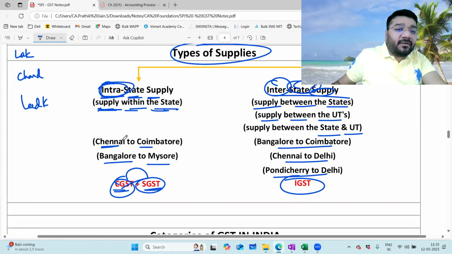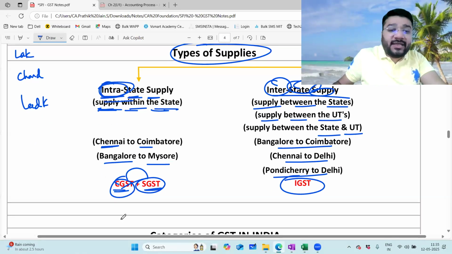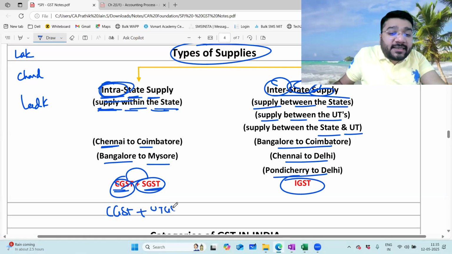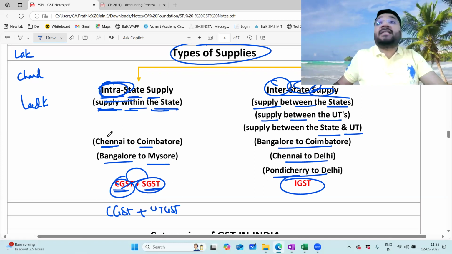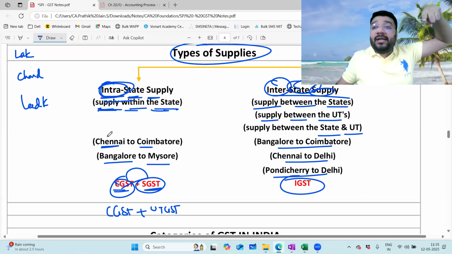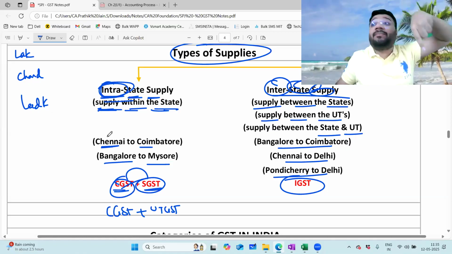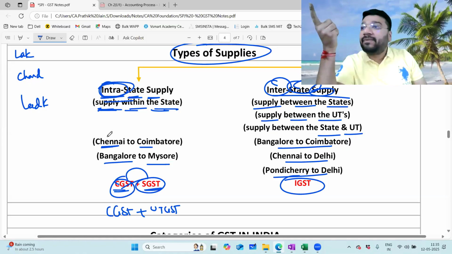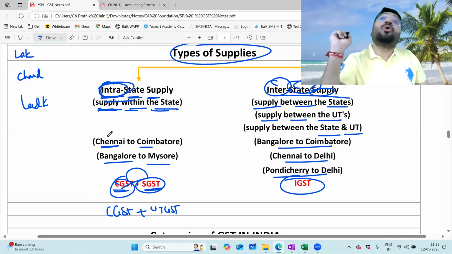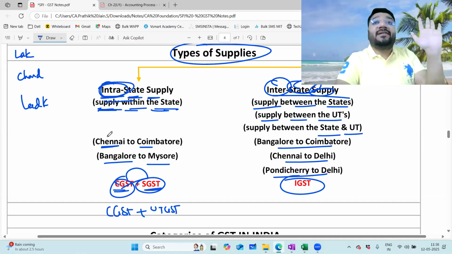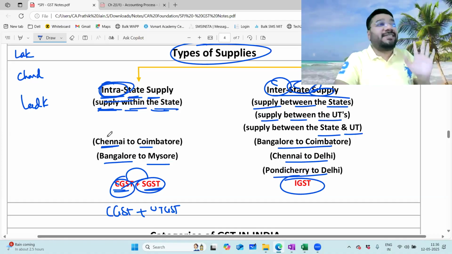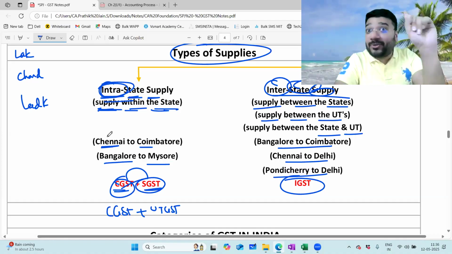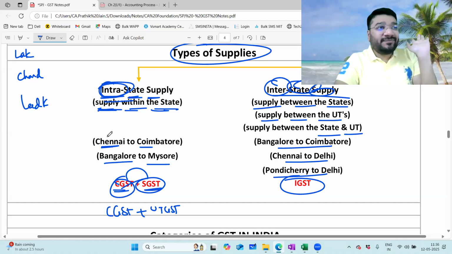Now, when I say intrastate supply, CGST and SGST, the alternative could be what? CGST plus UTGST. If the supply is within Lakshadweep, it is CGST and UTGST. So you go to Lakshadweep and buy any item from the local shop. Now the GST he will charge is CGST and UTGST. He will not put SGST. I'm talking about Lakshadweep. I never mentioned Pondicherry.